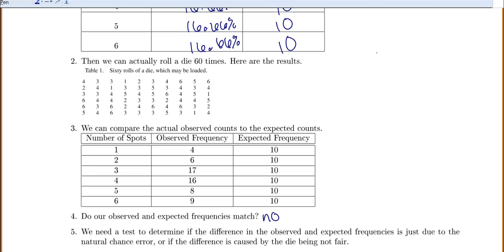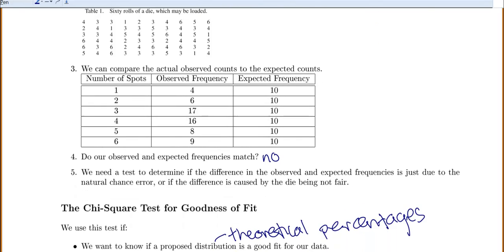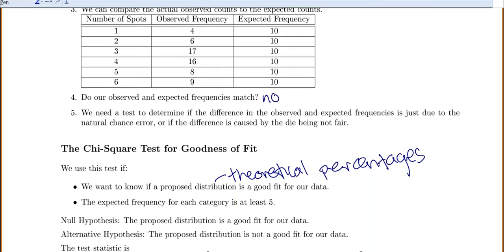So what we want to see is whether the difference in those observed and expected frequencies is just due to our natural chance error that always happens, or is that difference so big that we believe that difference is caused by the die not being fair? So to answer that, we are now going to look at the chi-square test for goodness of fit.